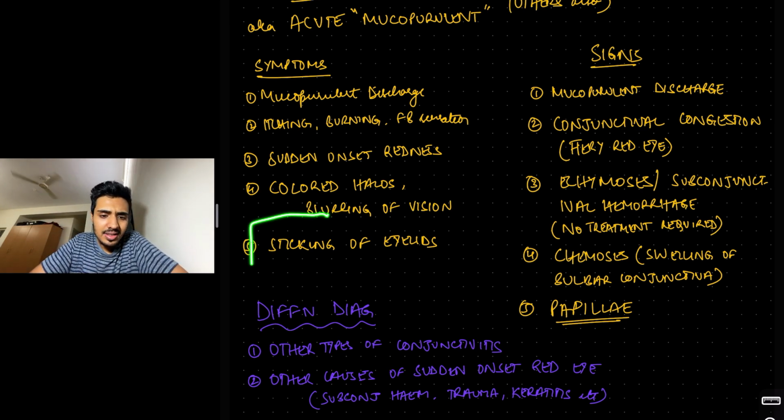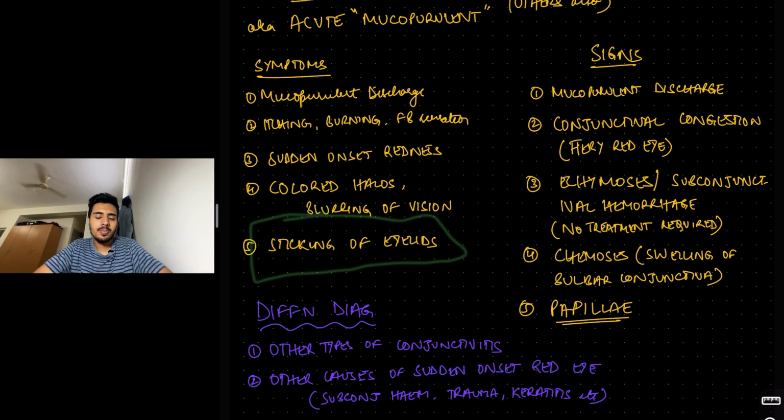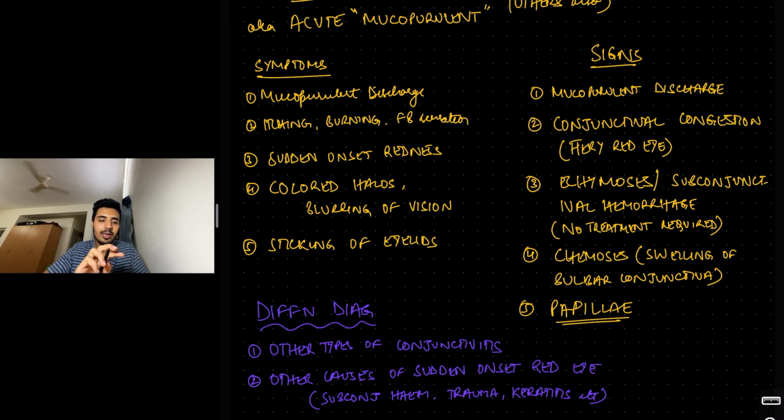And sticking sensation of the eyelids, stickiness of the eyelids, of course, because you have discharge underneath the eyelids, which is causing it to stick to the eyeball. So these are the symptoms. Now, symptoms are what the patient comes with. Signs are what the clinician looks for. So mucopurulent discharge itself can be a sign.